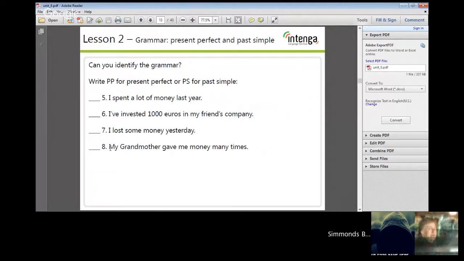Last one here, number 8, my grandmother gave me money many times. PS. Okay, good. A past tense here. Actually, personally, I would almost use my grandmother has given me money many times because she started when I was younger and it still happens now. Or maybe it doesn't happen anymore because maybe grandma isn't alive anymore. So it depends on the context here.